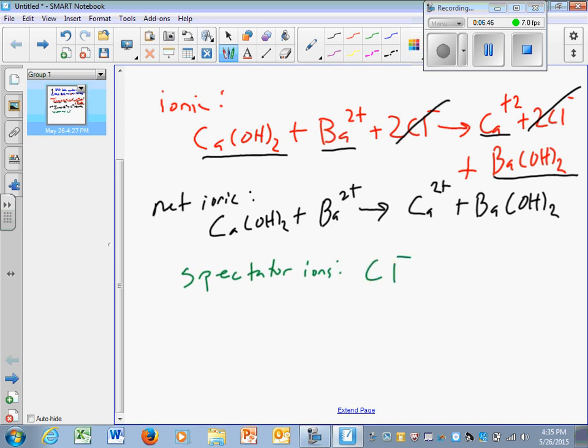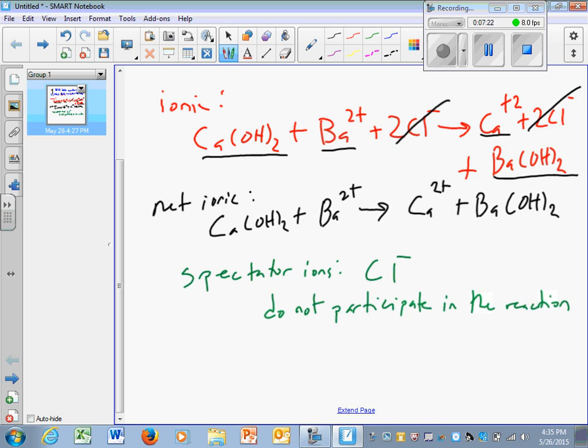Spectator ions are the ones that are left around. They're not really part of the reaction. They're sitting there in the water, but they don't actually participate. In fact, you could replace that spectator ion with anything else, and the reaction would still happen as long as you have calcium hydroxide and barium ions. You will end up with calcium ions and barium hydroxide.